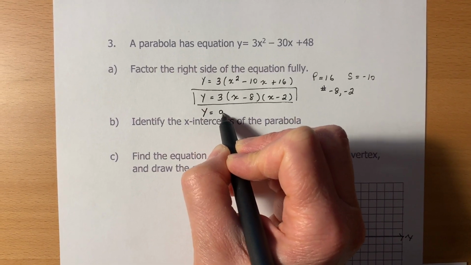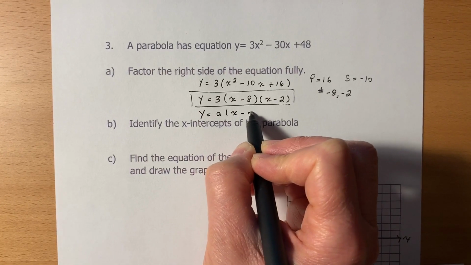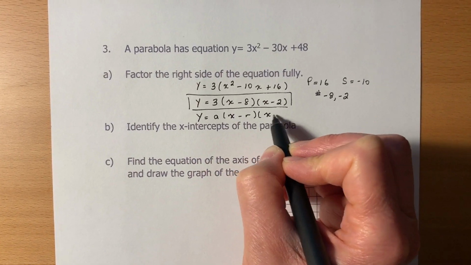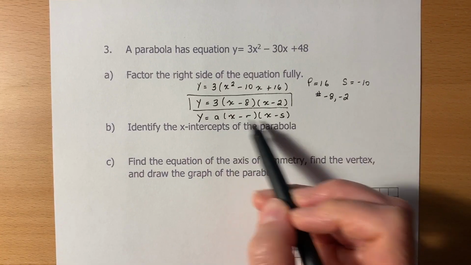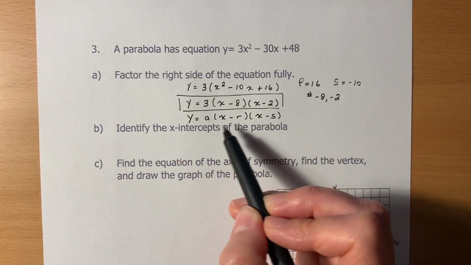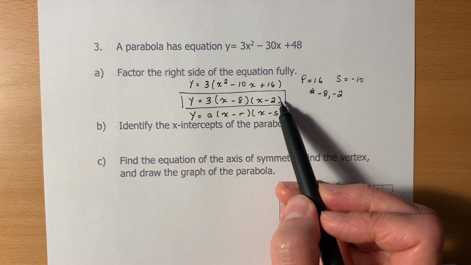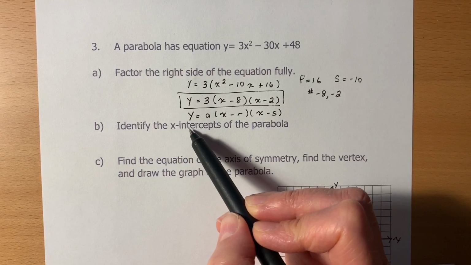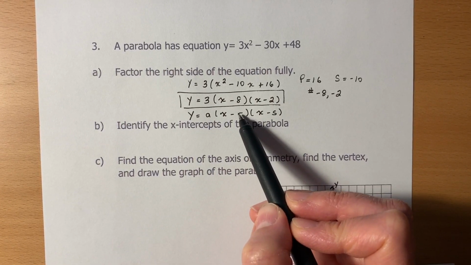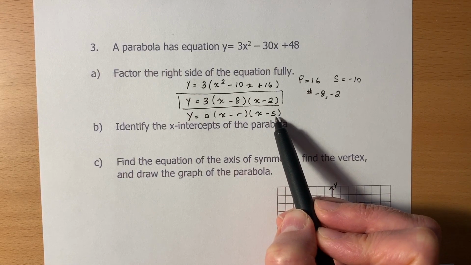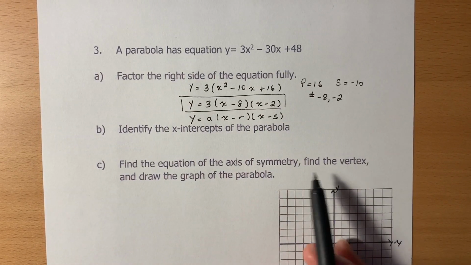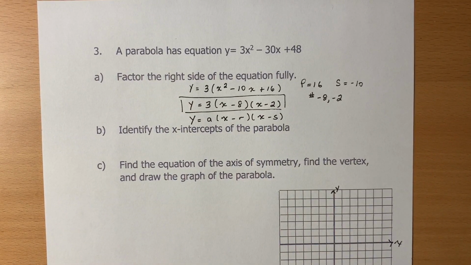y equals a(x minus r)(x minus s). That is why we called this factored form, because it's factored. So now we're going to identify what the x-intercepts are. Remember, that's your r value and your s value. Then we're going to find the vertex, axis of symmetry, and we're going to graph the parabola.